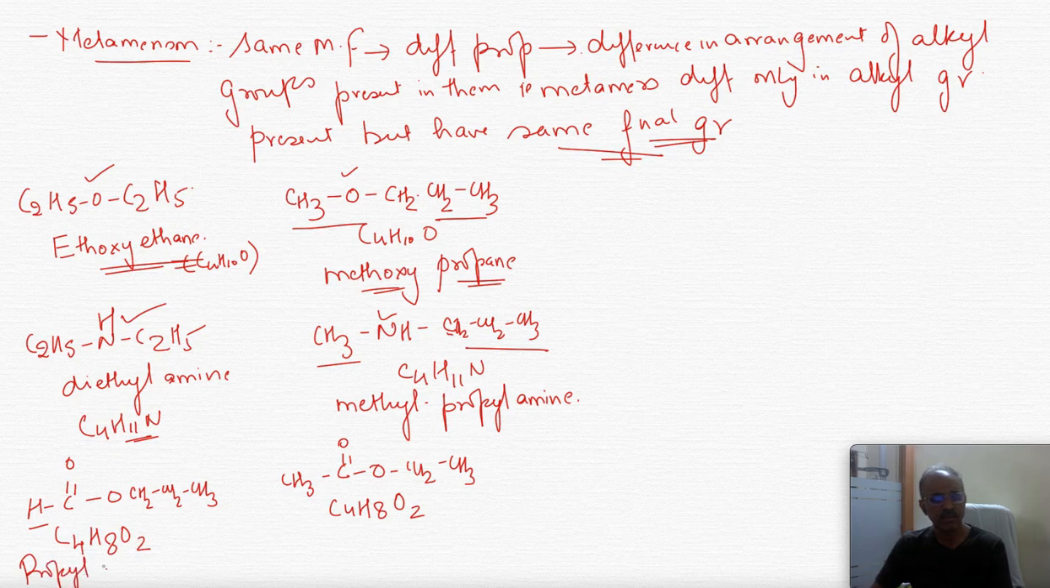So propyl formate. Now this is ethyl and this is acetate. The group bonded to O will be written first, as we know. Ethyl acetate. Here propyl is bonded to O, so it is propyl formate. Ethyl is bonded, so ethyl acetate.